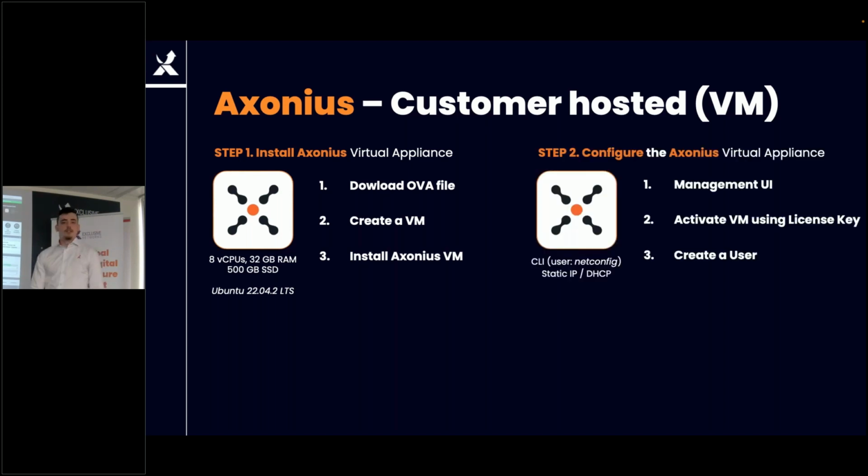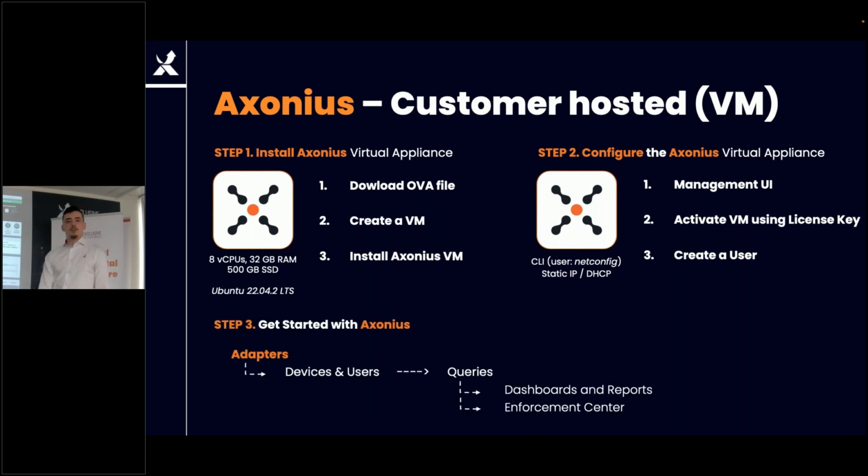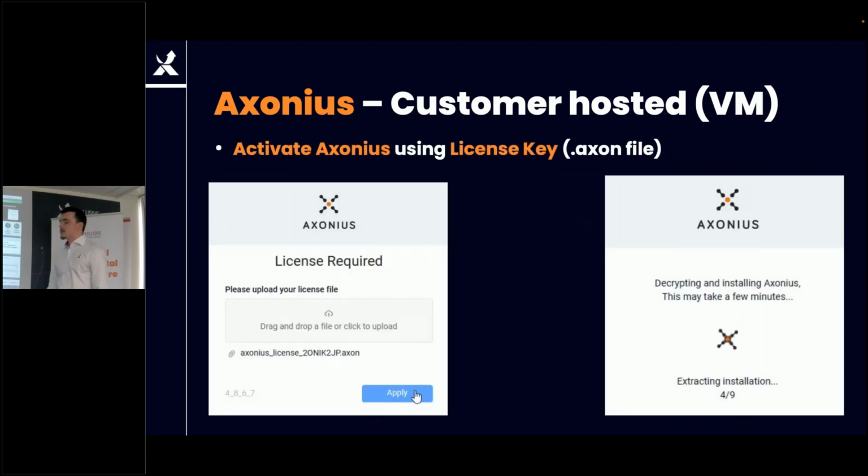Then you will need to activate your appliance, and to do so, you need to upload a license key. Once you have done that, you will be able to create a user, log into Axonius, and finally get started. As we saw in our previous sessions, the goal is to first configure your adapters, then create queries to uncover security gaps and use those queries inside dashboards and reports, or to take some actions through the enforcement set. Here we can see the license keys.